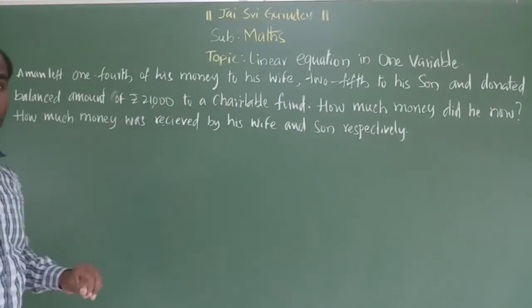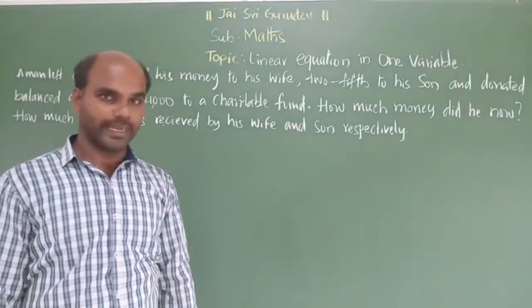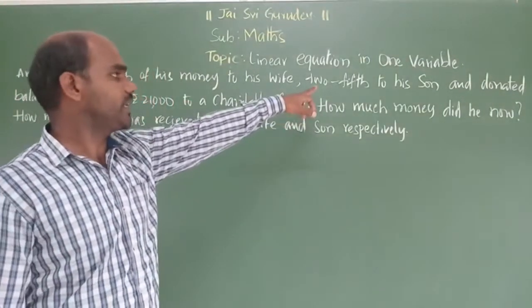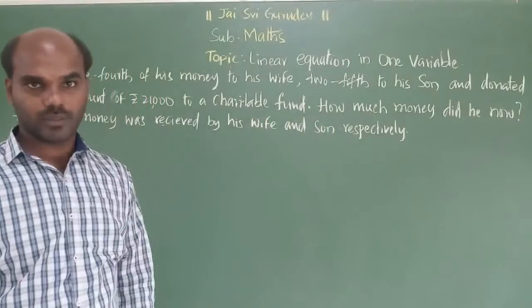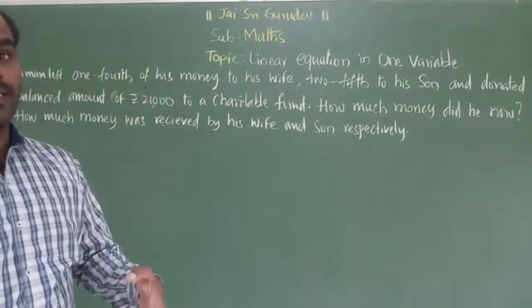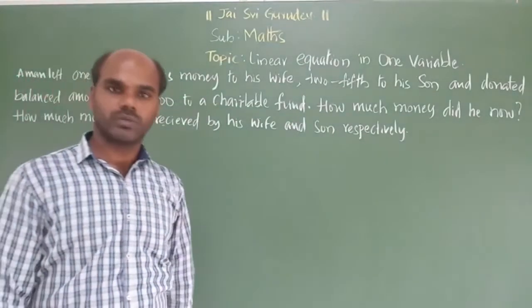The wife got 1/5 of that, which means it's 1/5 X. And the son gets 2/5 of that, which means it's 2/5 X. Then the remaining amount is directly given, that is 21,000.